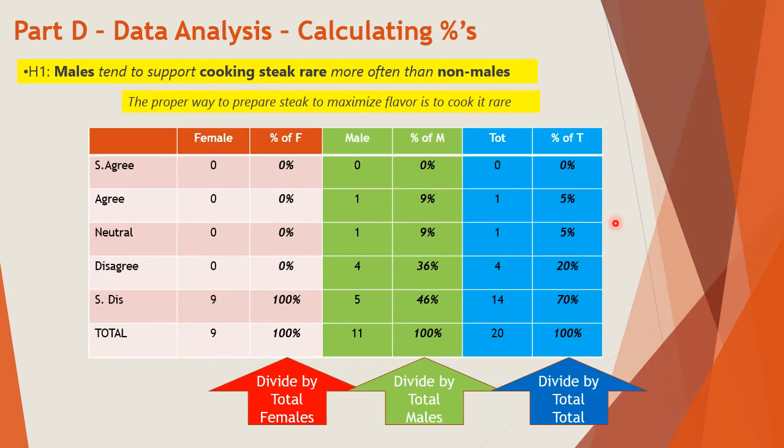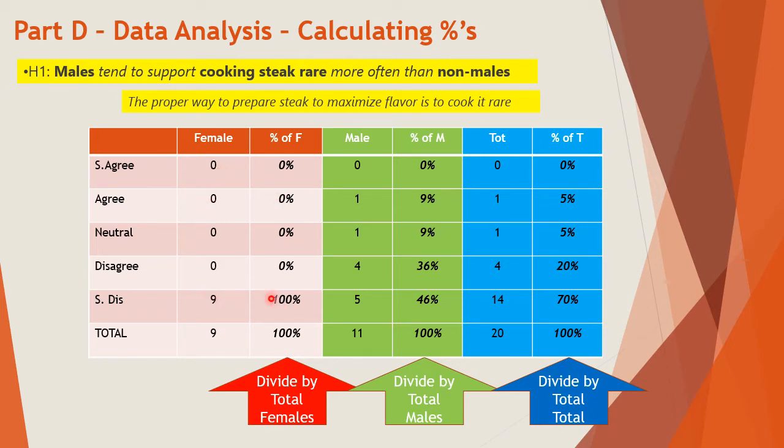So if I do all those calculations, I'll just show them here. For example, 1 divided by 11 is 0.09, which remember is the equivalent of 9%. 5 divided by 11 is 0.46, or 46%, etc. 14 divided by 20 is 70%. 4 divided by 20 in this last column is 0.2, or 20%. So you're actually doing percentages.